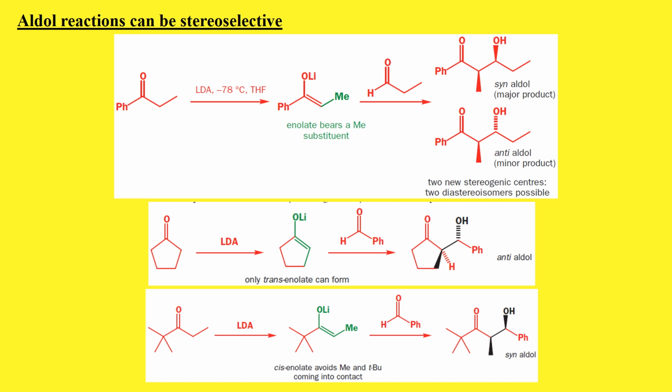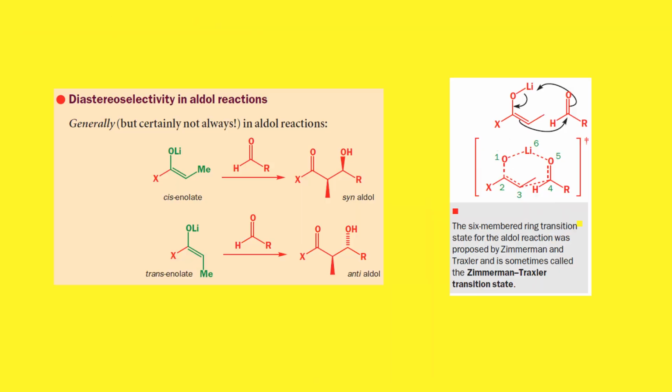I have made a video on the boron enolate, E versus Z enolate. I have already explained it in the videos, the link is in the description, and it would be very, very useful if you just watch those videos. And again, as I said, in the case of the aldol, the diastereoselectivity can be explained on the basis of the Zimmerman-Traxler model.